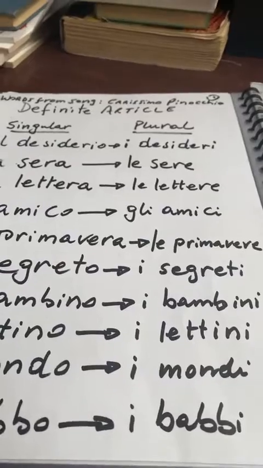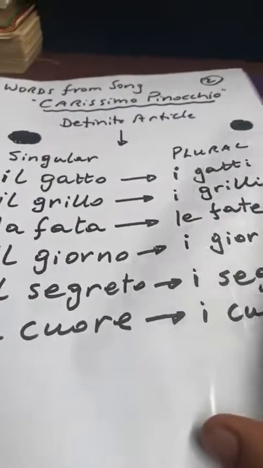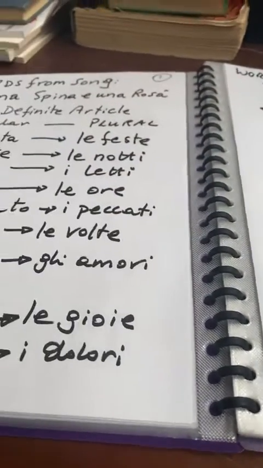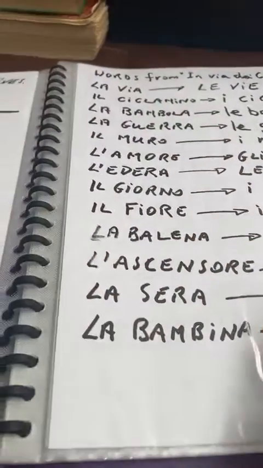Then we went through the words of Carissimo Pinocchio, and you should learn the words. Here they are, and you remember all this. We also did Una spina e una rosa. That's another song. And so we're getting there.